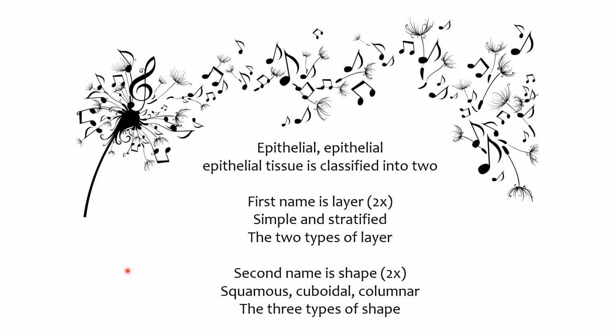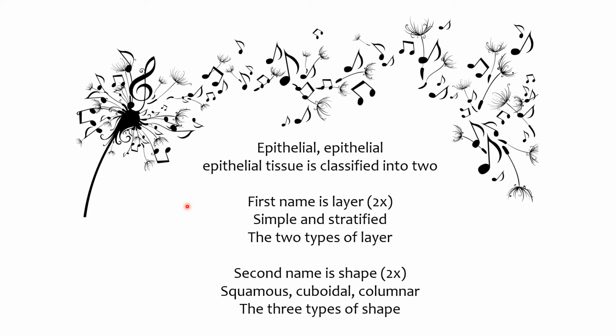Epithelial, epithelial, epithelial tissue is classified into 2. First name is layer, simple and stratified, the 2 types of layer. Second name is shape, squamous, cuboidal, columnar, the 3 types of shape.